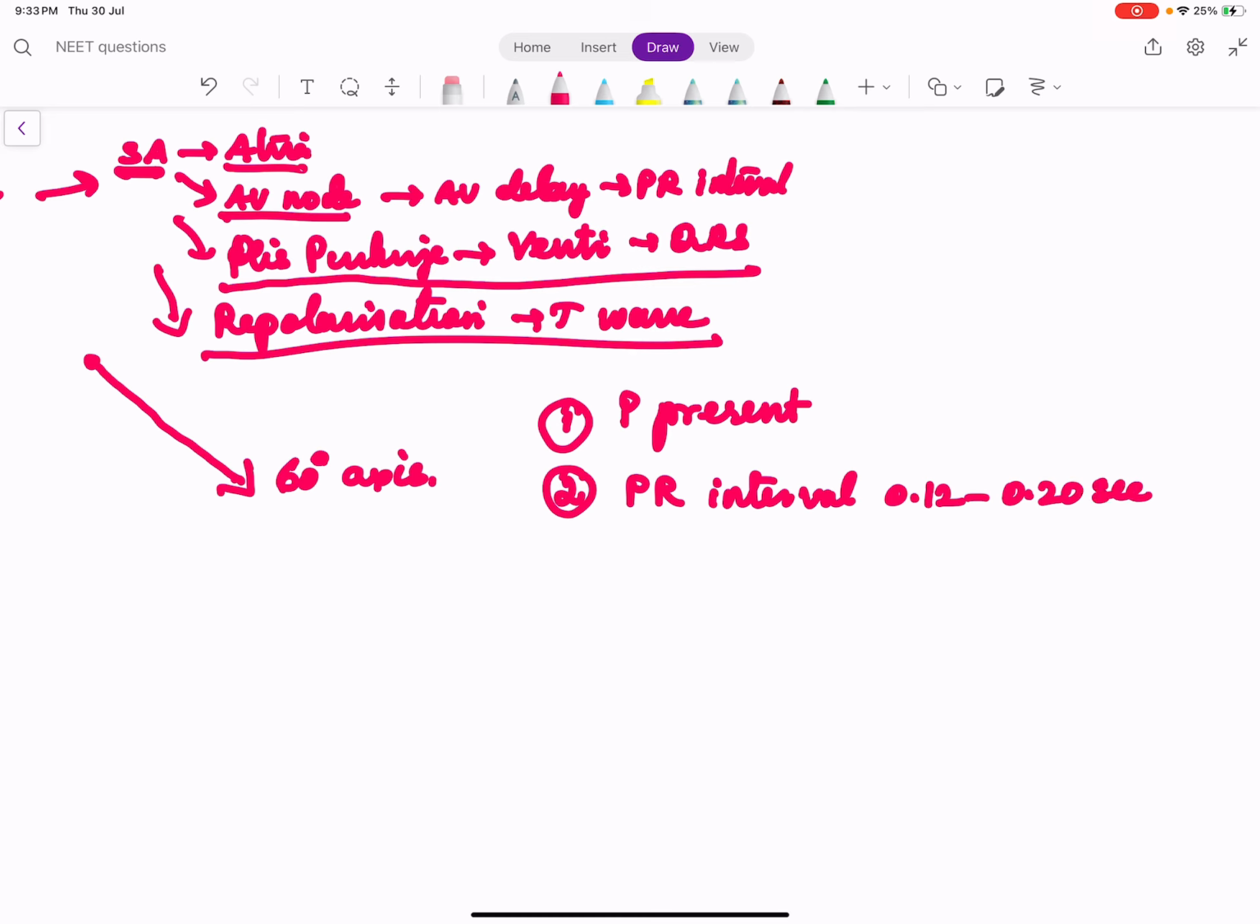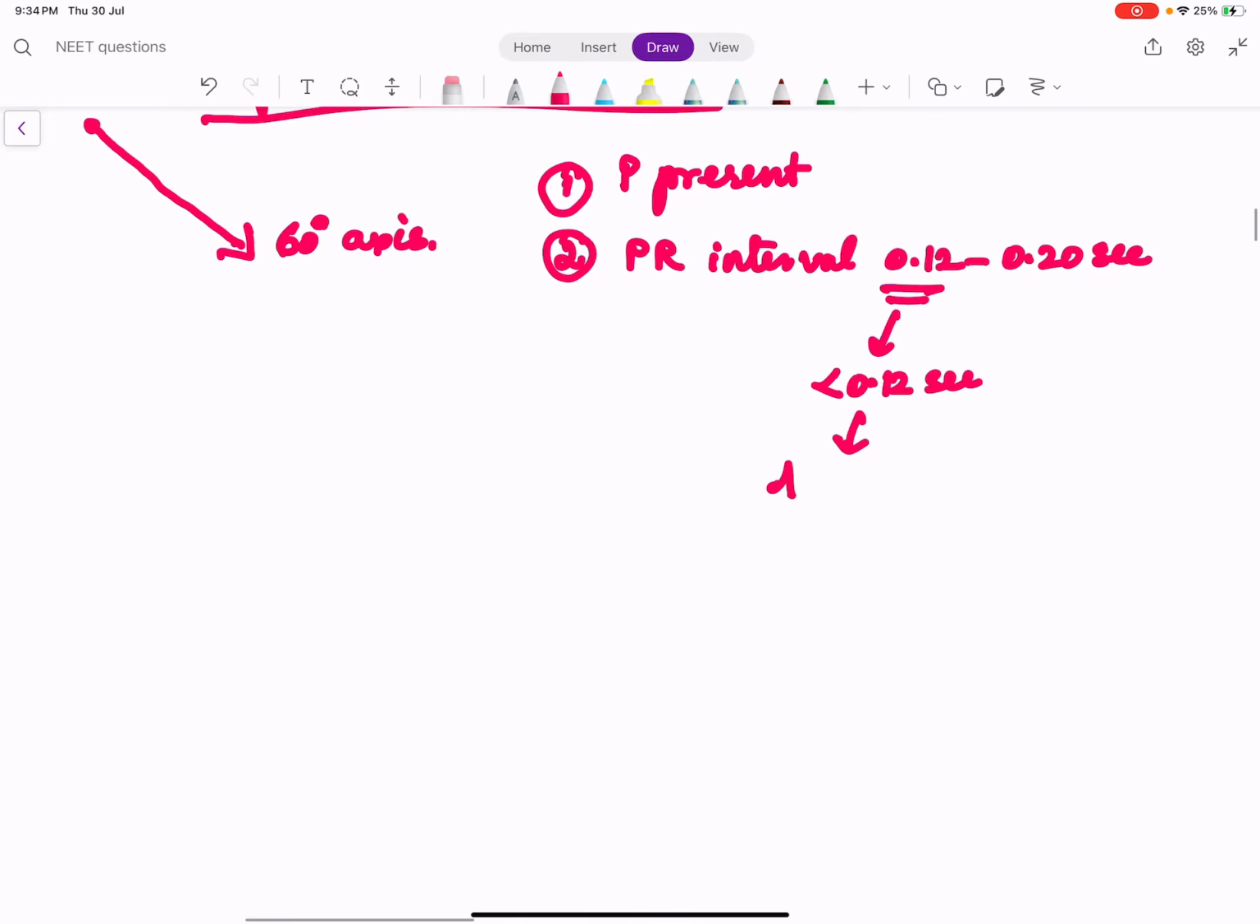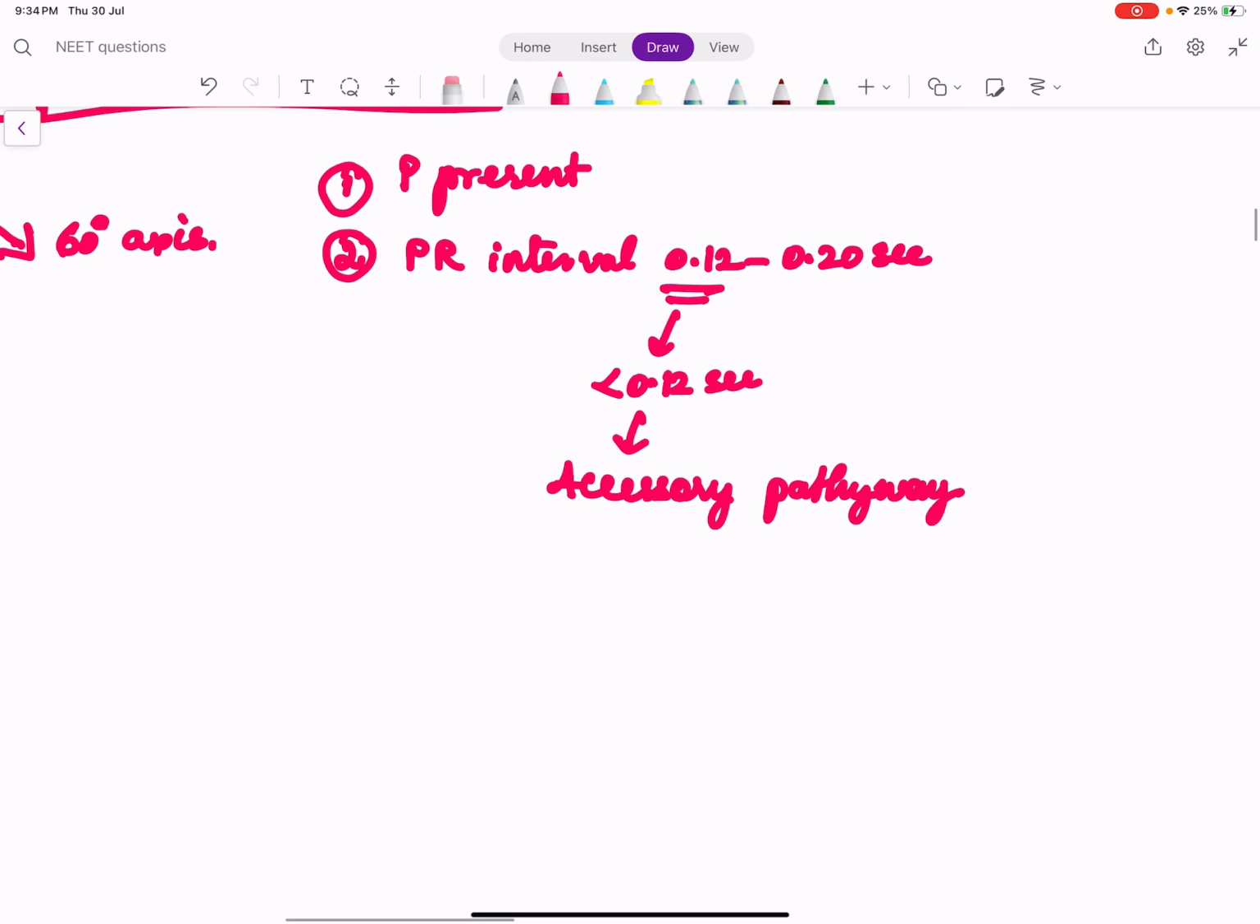If the PR interval is short, what does it mean? The AV nodal delay is not happening. The impulses from the atria or the SA node are conducted to the ventricles directly without the AV node. So a PR interval less than 0.12 seconds indicates there is some accessory pathway. That accessory pathway bypasses the AV node and directly stimulates the ventricle. This occurs in a condition called Wolff-Parkinson-White syndrome. Okay? So accessory pathway, think of Wolff-Parkinson-White syndrome.